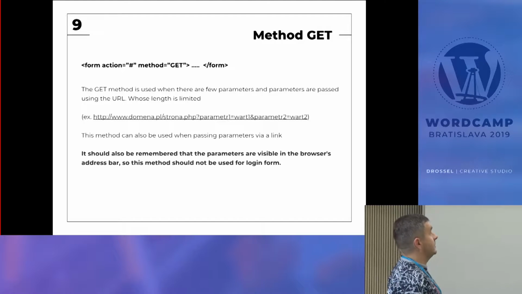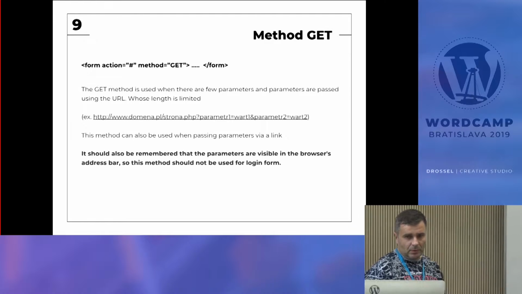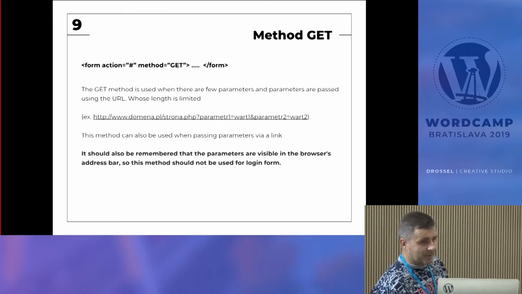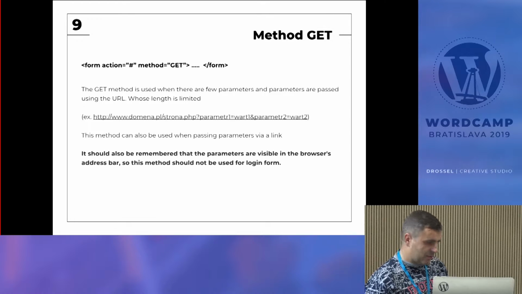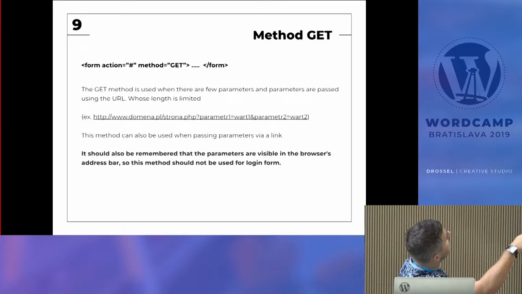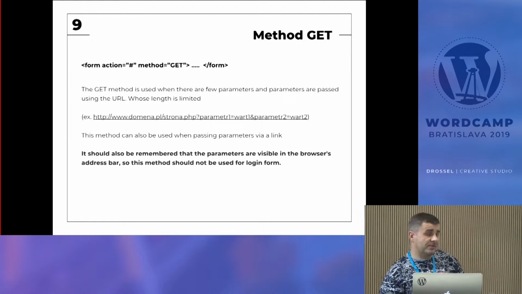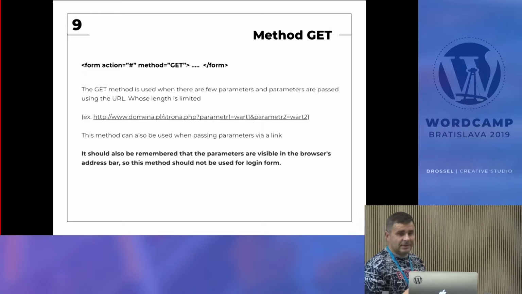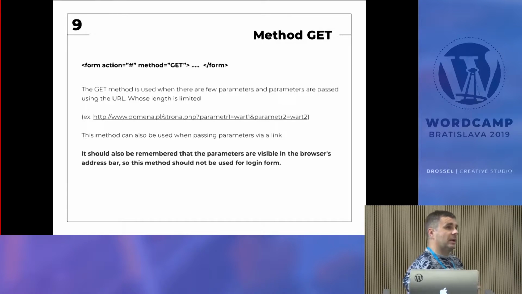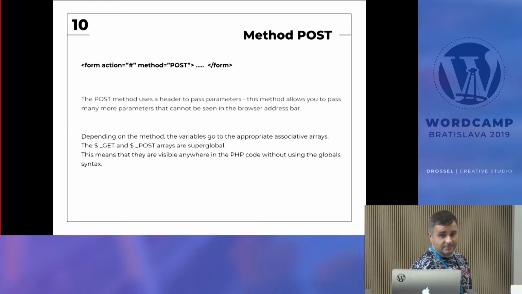Now we jump to first step. So we talk about form attributes. The first attribute is the method of sending. We have 2 methods of sending. The first, I will talk about it, is a method get. The get method is used when there are few parameters, and those parameters are passed in the URL, in the address bar of URL. And this is an example of how this URL can be. This method can be used when we pass the parameters via the link, but it also should be remembered that the parameters are visible in the browser address bar. So we shouldn't use this method, for example, when we code the login form. It's very important.